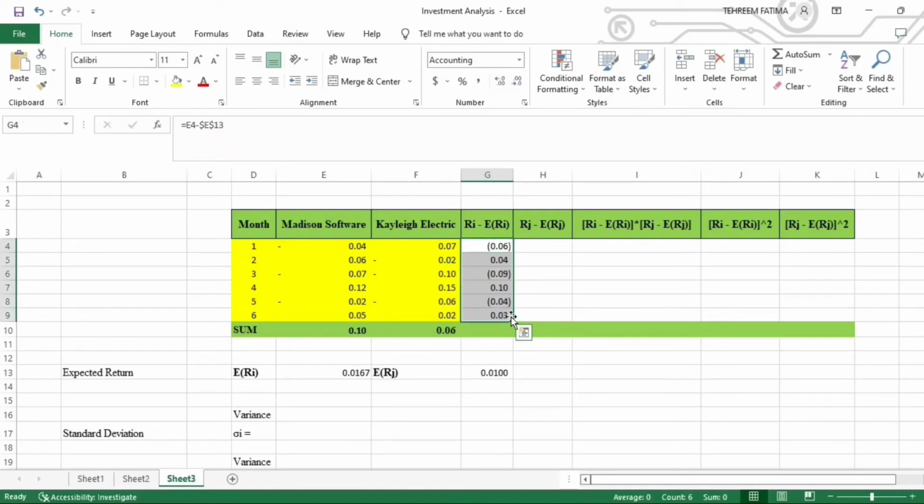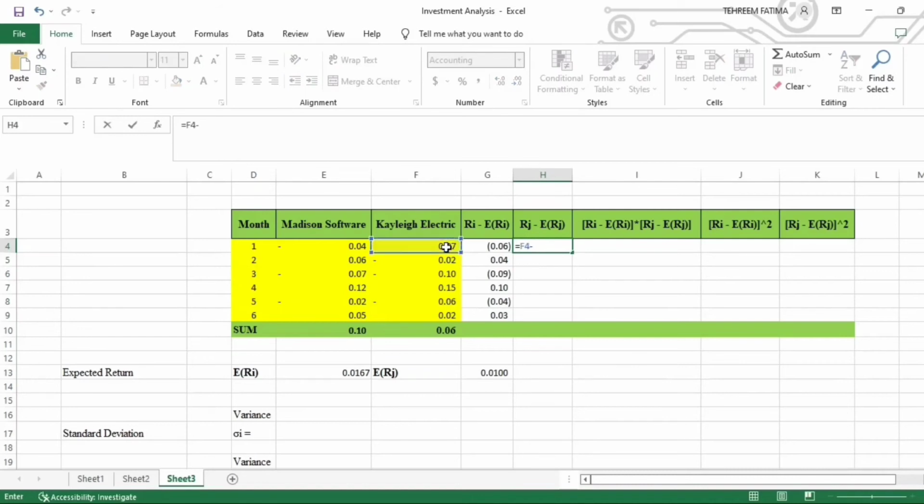Same I'm going to do for actual rate minus expected returns for Kayleigh Electric: equals actual return minus expected returns. Before I put a dollar sign on both sides, press F4, enter. Now drag the cursor all the way down.